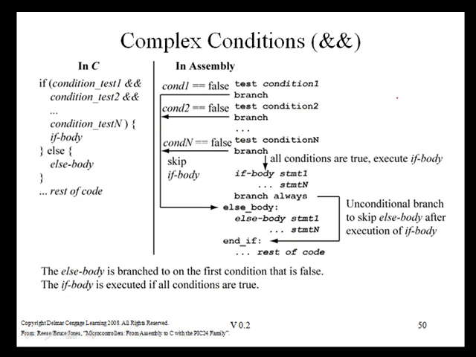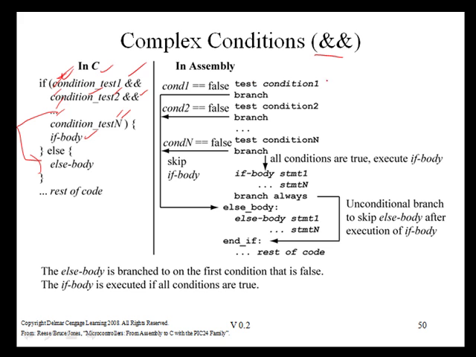So now we begin doing some complex condition testing. Here we're going to do a chain of logical AND comparisons where we have a condition test 1, logical AND condition test 2, logical AND condition test N. Remember that this if body here will be executed only if all of these tests are true. If any of these tests are false, on the first false condition, we know that this if body is not going to be taken. So on the very first false condition, we're going to jump and execute the code in the else body.